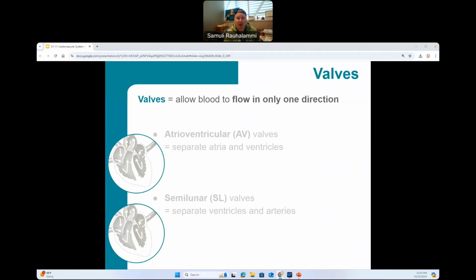So when we're talking about heart valves, what we end up seeing is that these heart valves open and close in response to the pressure in the heart chambers.